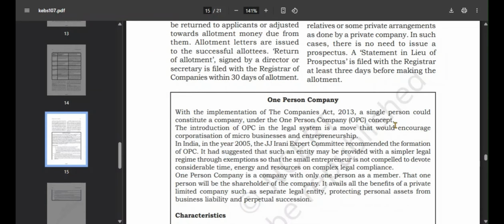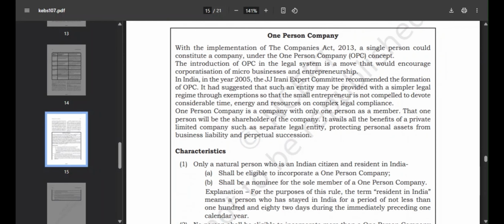Okay, now moving ahead with our last topic of this chapter, one person company. With the implementation of the Companies Act 2013, even a single person can now constitute a company under the OPC concept. The introduction of OPC in the legal system is a move that would encourage corporatization of micro business and entrepreneurship. Micro businesses are those at a small scale. The rest you don't have to read.